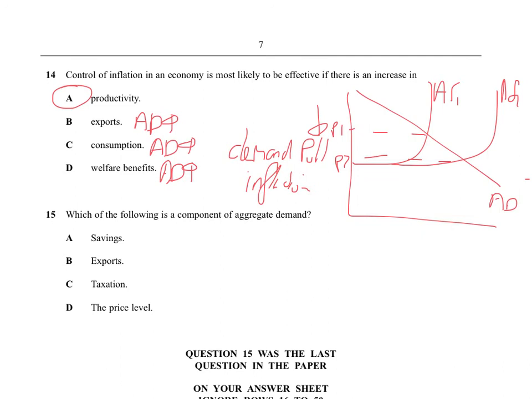Right, last question, 15. Which of the following is a component of aggregate demand? This is a lovely one they've given you, just to be nice at the end. Well, it's not savings, we know that. We know it's not taxation, we know it's not price level, it's exports. Because it's C plus I plus G plus X minus M.